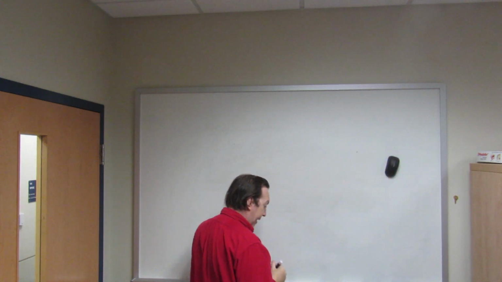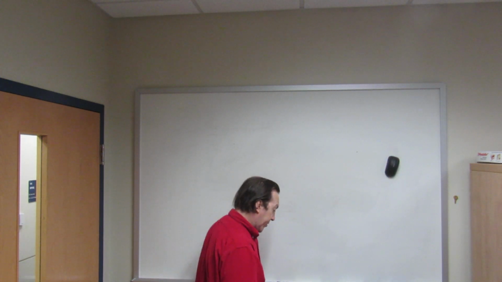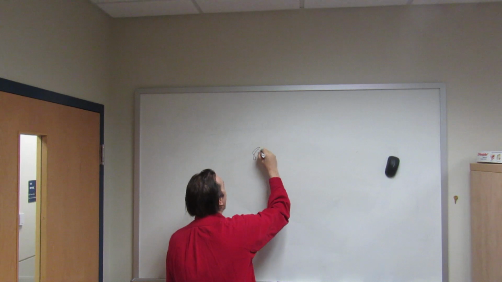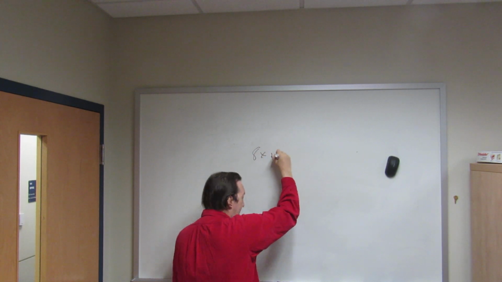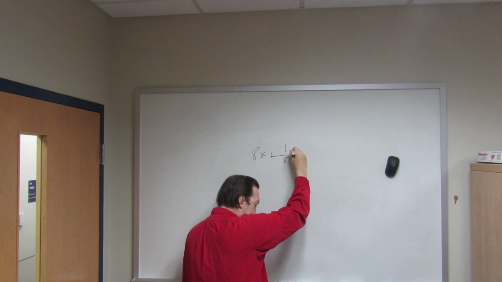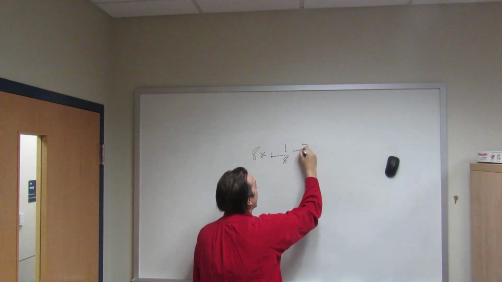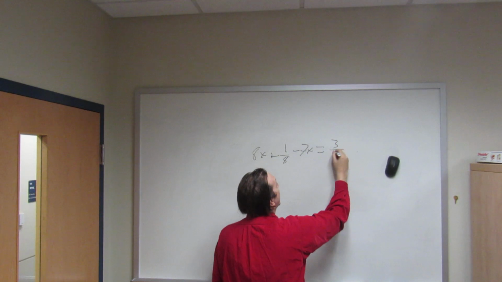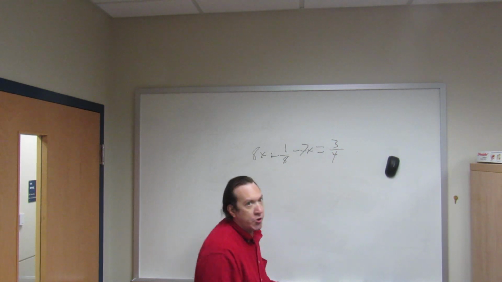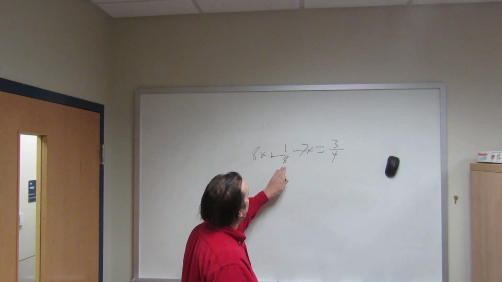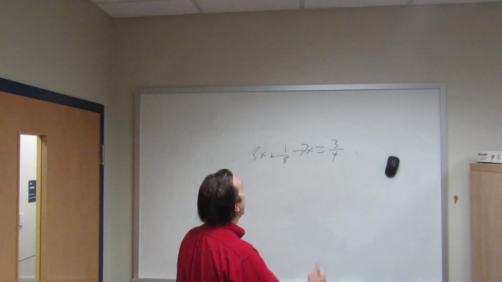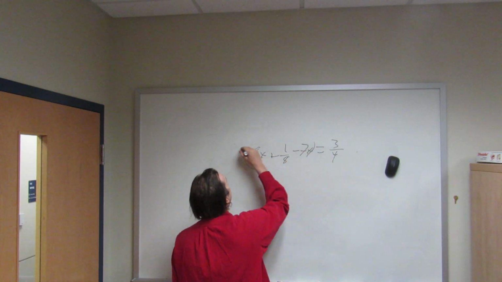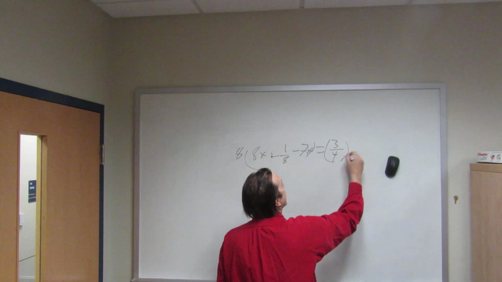The next one has fractions, so you do something a little bit different. 8x plus 1 over 8 minus 7x equals 3 over 4. So you want to get rid of your fractions. The least common denominator is 8, so we're going to multiply everything here times 8.